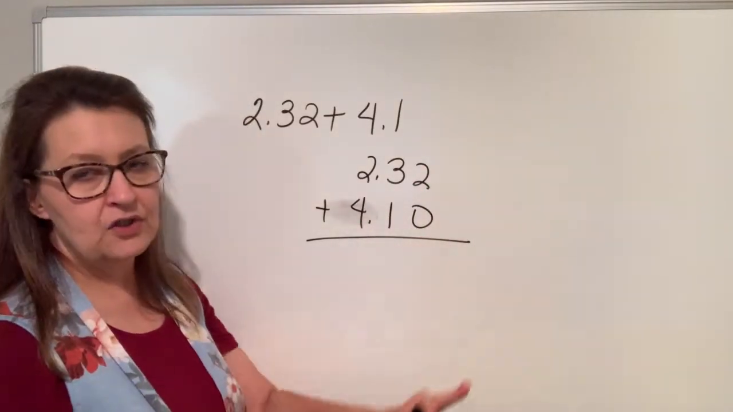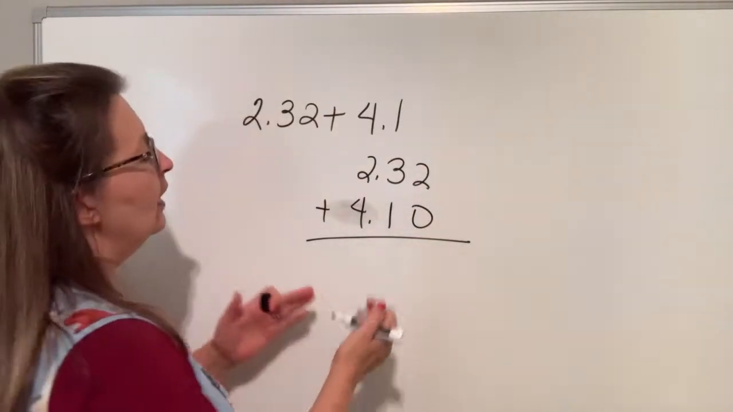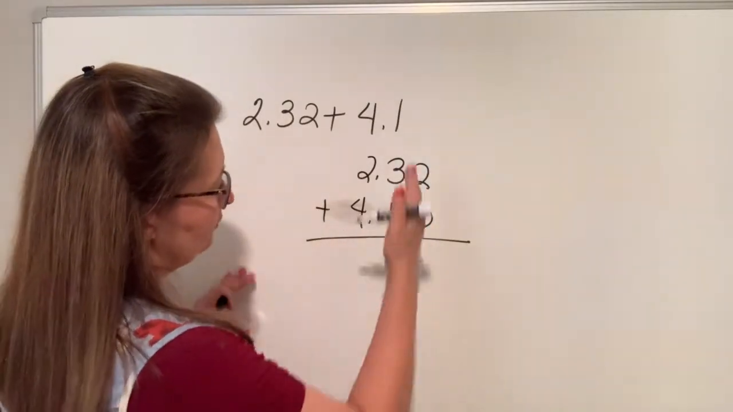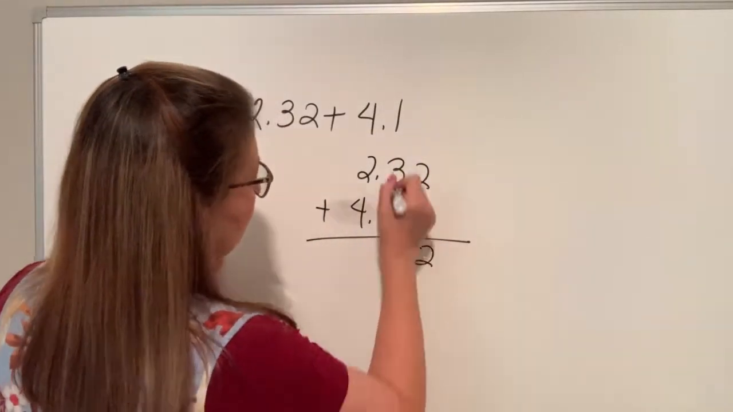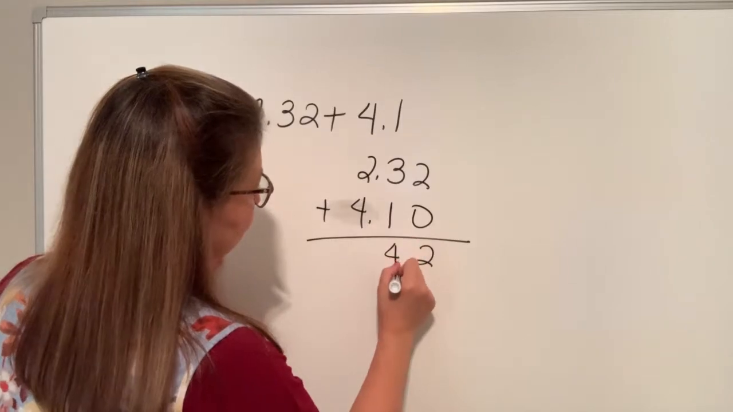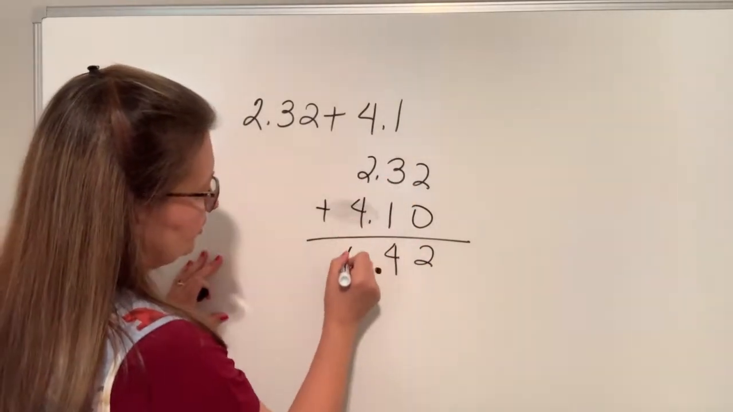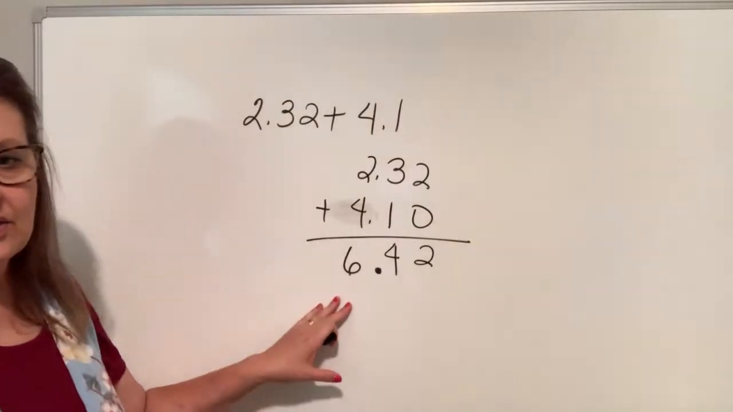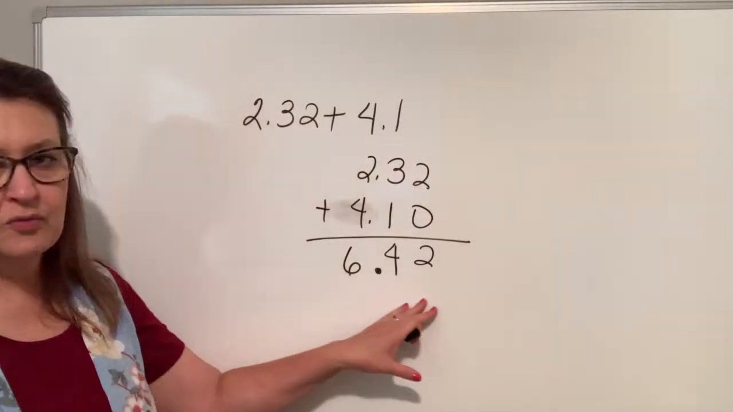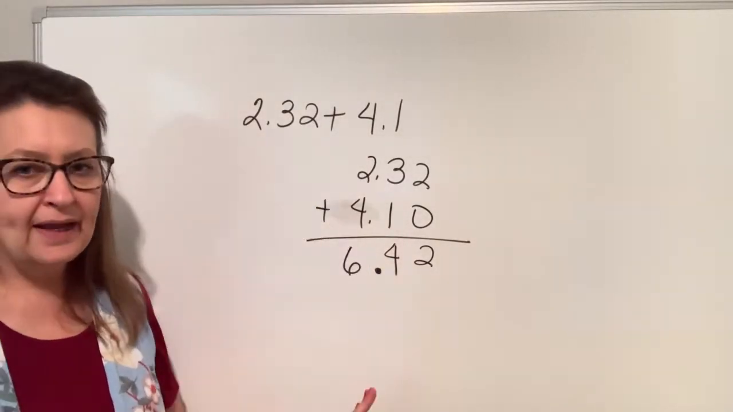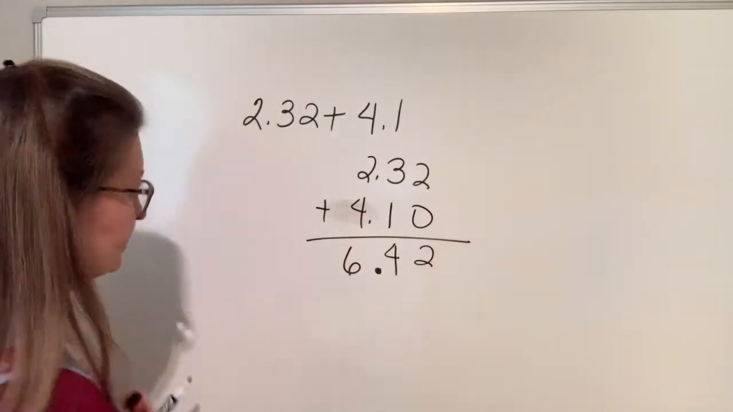Now if there's a space empty, you can just fill that in with a 0, whether it's up here or down here. Then you're going to add straight down. 2 plus 0 is 2. 3 plus 1 is 4. Bring your decimal down. 4 plus 2 is 6. So final answer here, 6.42. Line up the decimals. Subtraction is the same way.